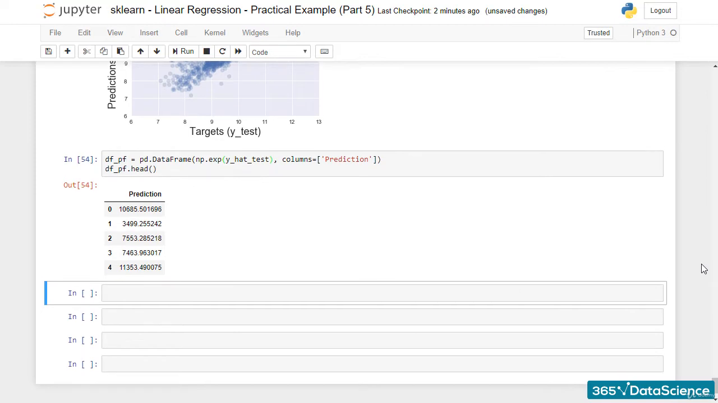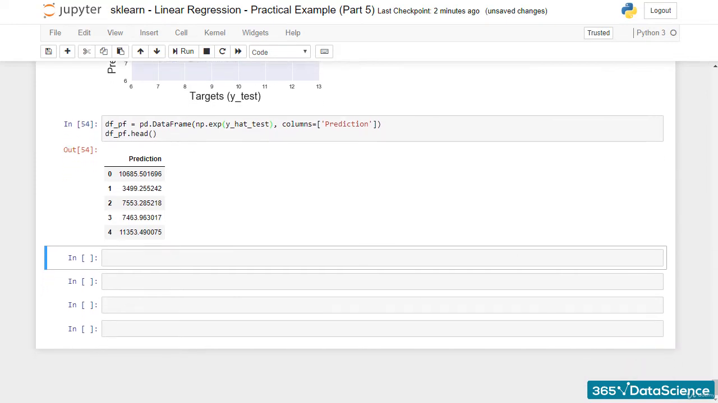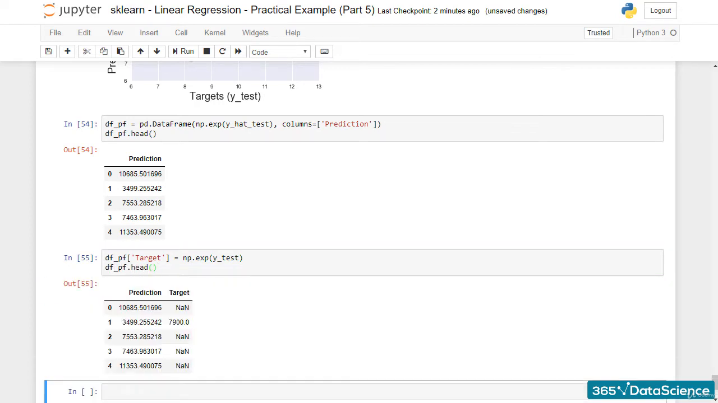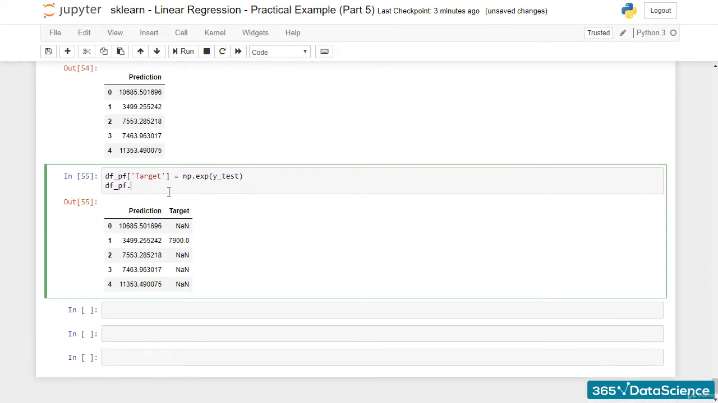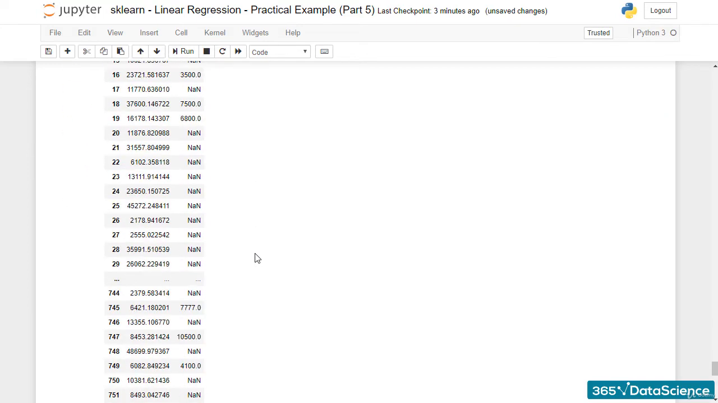Great! We now have the predictions expressed as prices. Right after that, we can place the targets, or y-test, next to them in the same data frame, so we can easily compare them. Let's put the exponential of y-test in DFPF target and check the result. Unfortunately, we have a lot of missing values, and they are quite randomly spread.